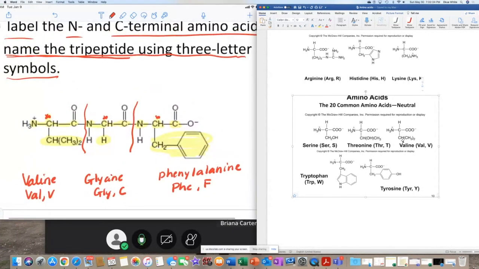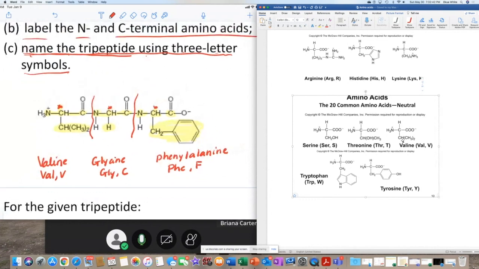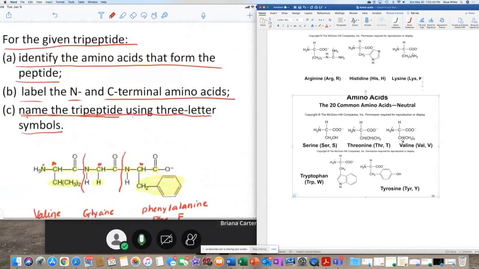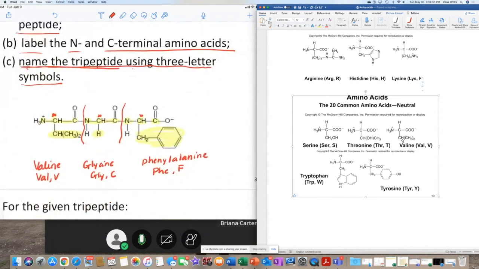Okay, so we have to name the tripeptide using 3-letter symbols. If we're using 3-letter symbols, that's actually easier than if we have to use the whole name, which would be a little bit tougher. Valine, yeah. But 3-letter symbols, that's easy.